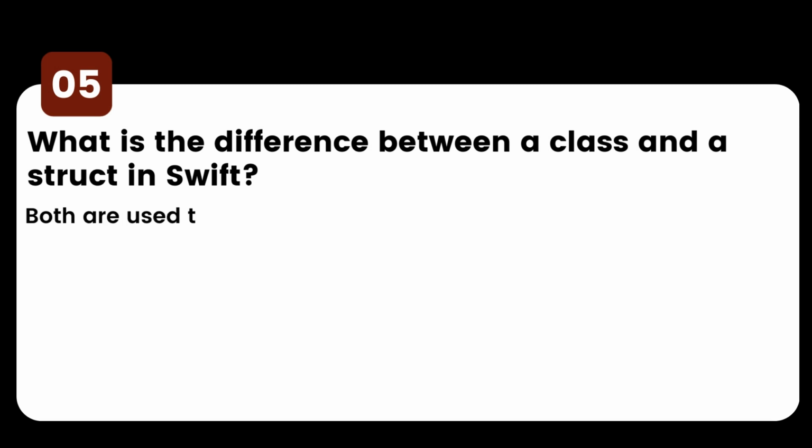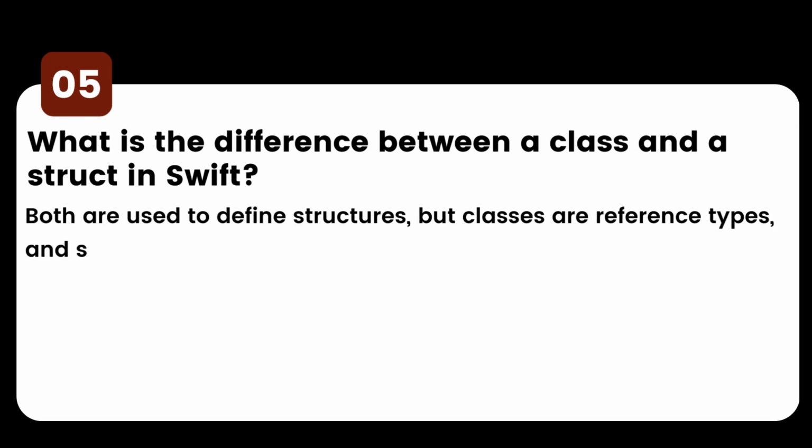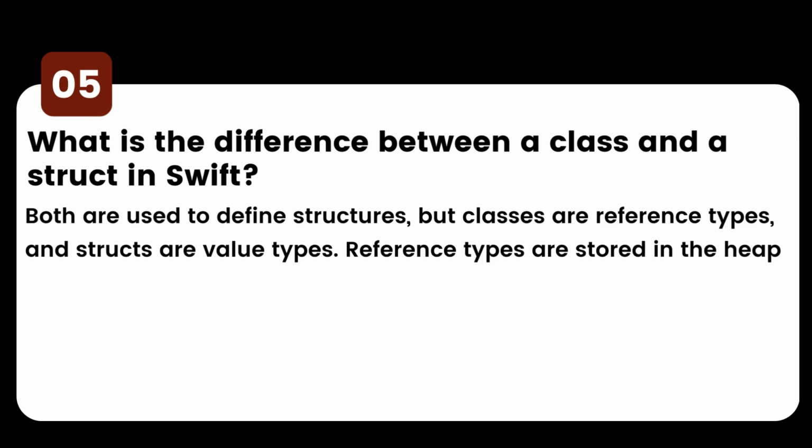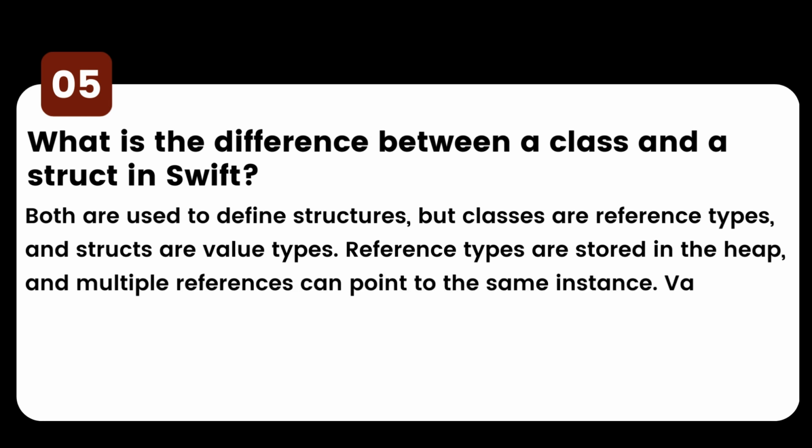What is the difference between a class and a struct in Swift? Both are used to define structures, but classes are reference types and structs are value types. Reference types are stored on the heap and multiple references can point to the same instance. Value types are copied when passed around.